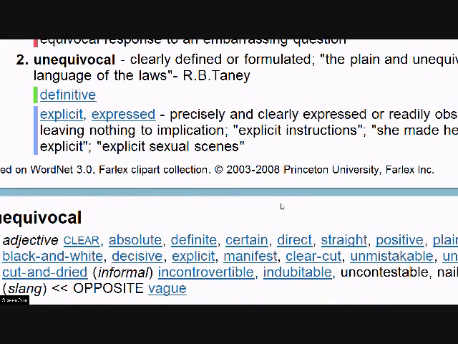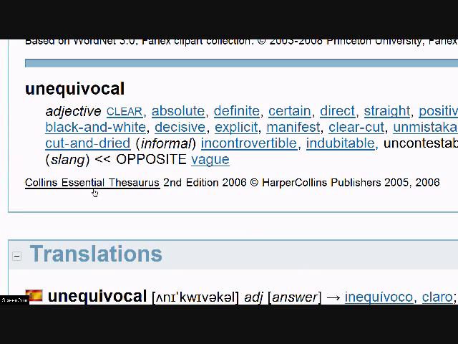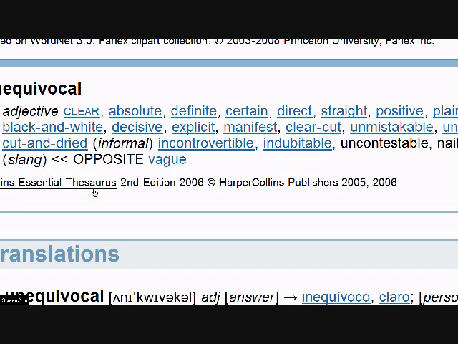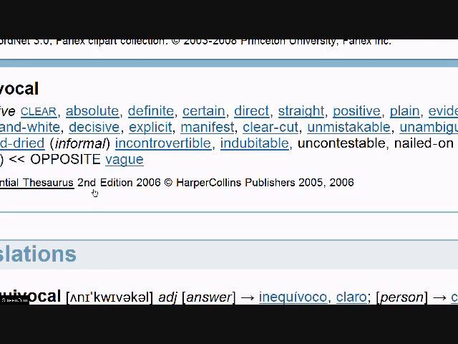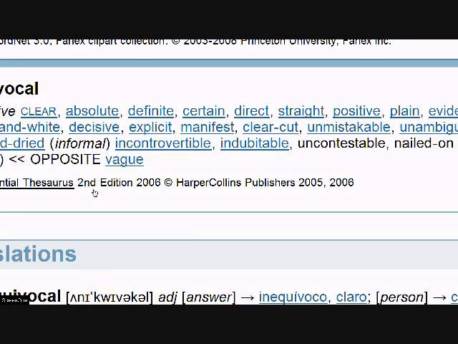Now the usages. We will go to how it is used in the synonym component. Clear, absolute, definite, certain, direct, straight, positive, plain, evident, black and white. Talk black and white like that. Decisive, it will be very clear-cut decisions. Decisive, explicit, obvious. Talk it out, something like that. Being open, something like that. Manifest, it clearly manifests. That's how we use it. Clear-cut, that's another way we use to describe it.